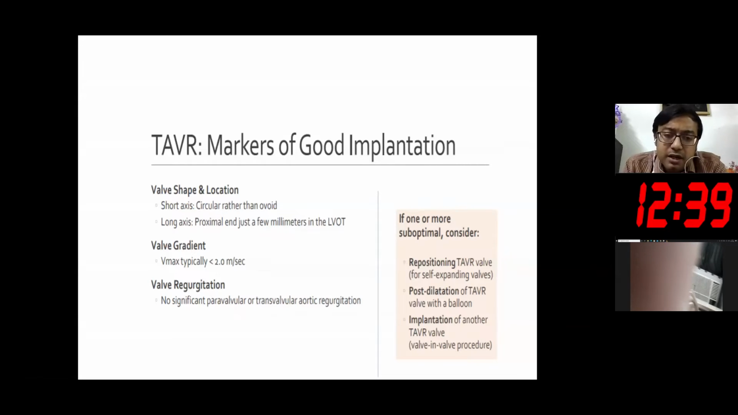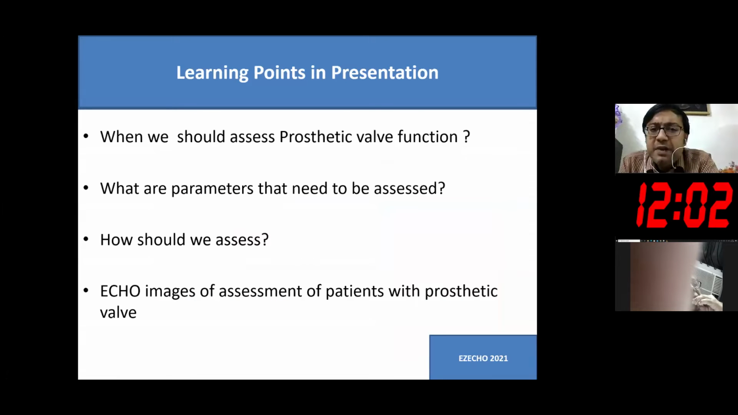Also, after proper valve implantation, the maximal velocity should be less than 2 meters per second, and there should not be any significant paravalvular or transvalvular aortic regurgitation immediately after the valve implantation. So these are the markers of an optimal TAVR valve implantation. If one or more of these points are suboptimal, we should consider repositioning of the TAVR valve for self-expanding valves, post-dilatation of the valve with a balloon, or implantation of another TAVR valve in bailout cases.